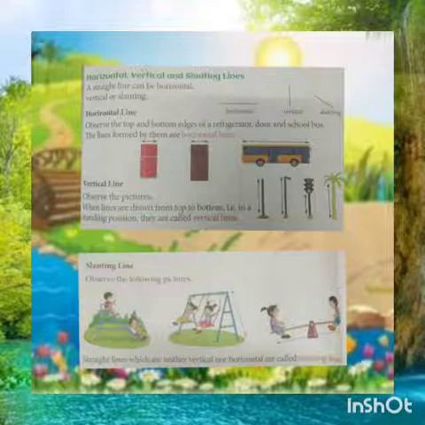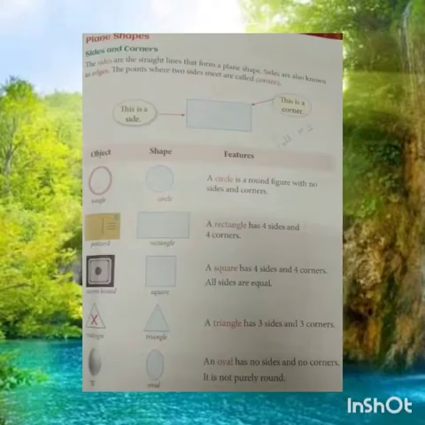Next is slanting line. Children, you can see the slide, the swing, and the seesaw. Here you can see the slanting line. So straight lines which are neither vertical nor horizontal are called slanting lines. Understood, children? Okay, shall we go to the next?